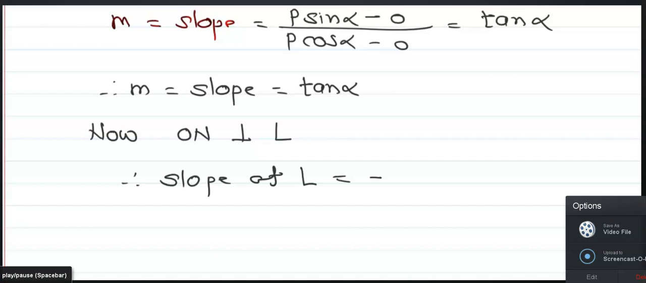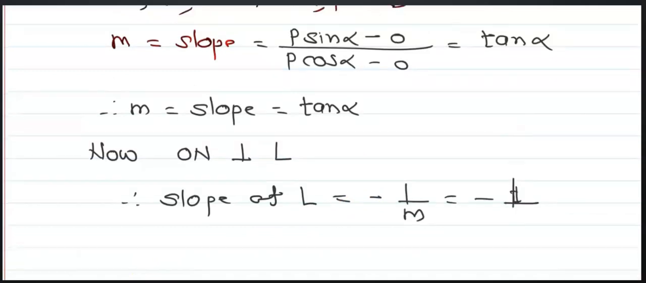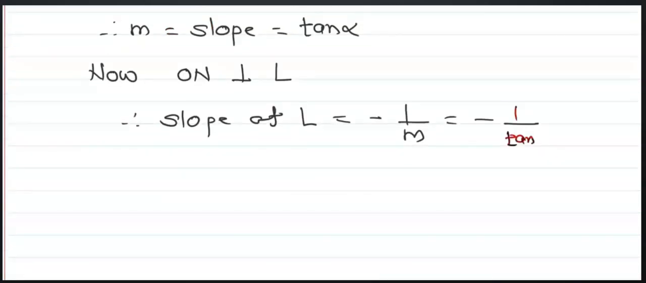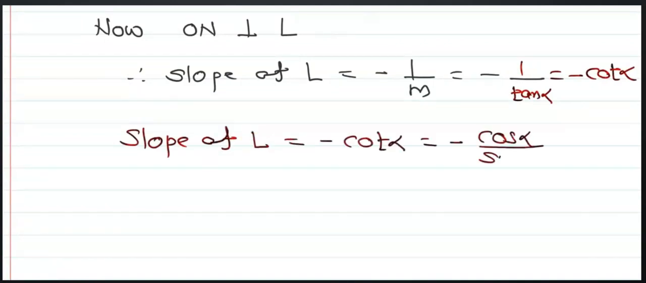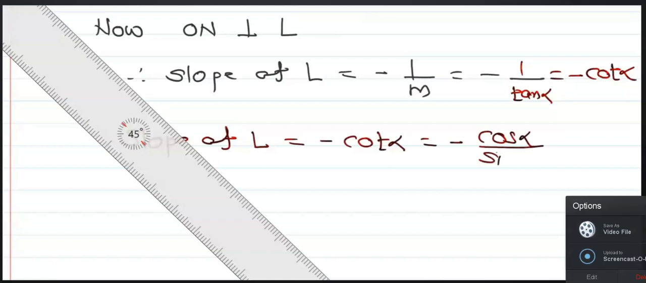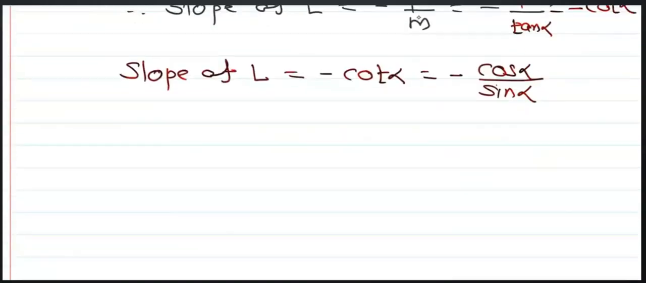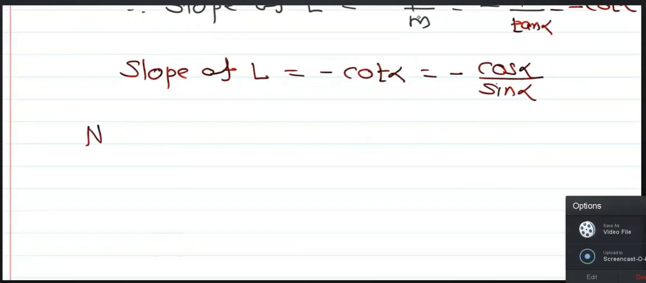Now we'll find out the slope of L. ON is perpendicular to L. Therefore, the slope of L is equal to minus 1 upon m, that is minus 1 upon tan alpha, and that is equal to minus cot alpha. Therefore, the slope of L is equal to minus cot alpha, that is minus cos alpha upon sin alpha.